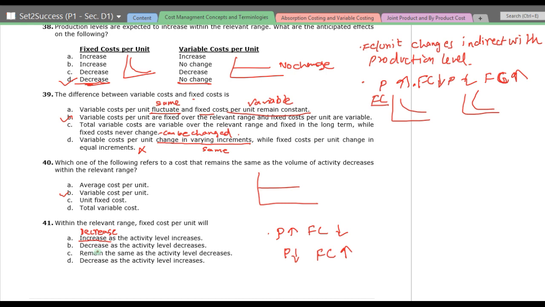Decreases as the activity level decreases? No, it will increase as the activity level decreases. Remains the same as the activity level decreases? No, if the activity level decreases, it will increase. So the correct option is that within the relevant range, fixed cost per unit will decrease as the activity level increases. If the activity level increases, the fixed cost per unit will decrease.